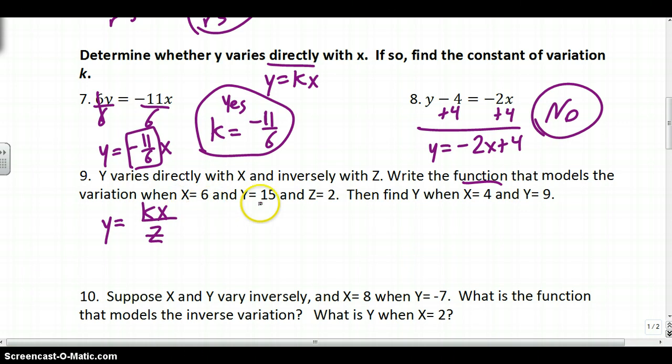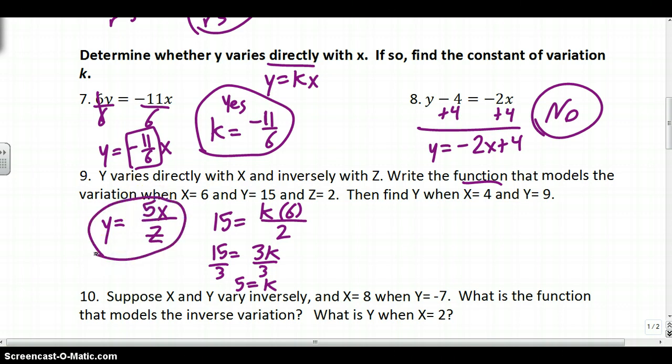They tell you x is 6, y is 15, z is 2. So let's plug that in. Y is 15, x is 6, and z is 2. 6 over 2 is obviously 3, so 15 equals 3k. Divide by 3, and k equals 5. So I'm going to replace this k with a 5. There's the function that models the situation.